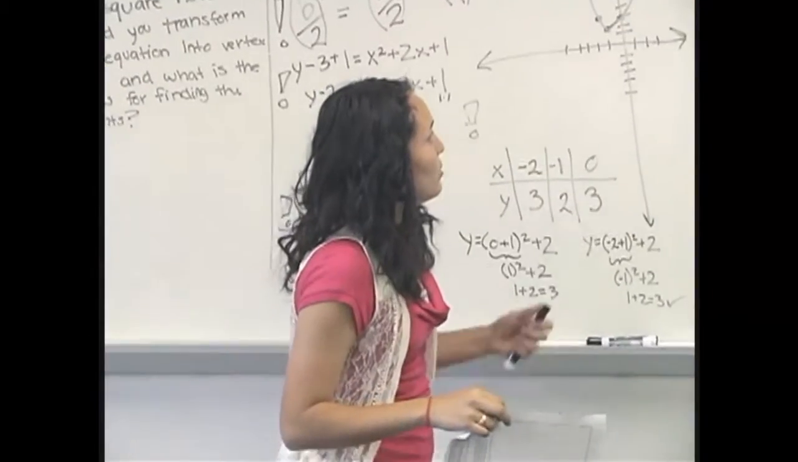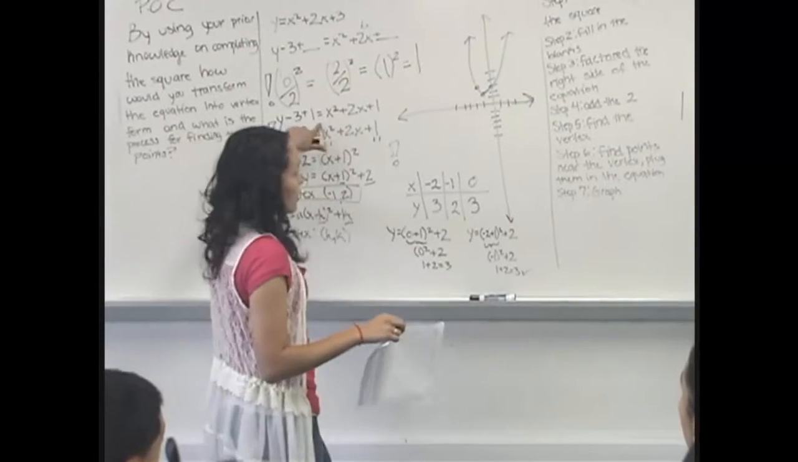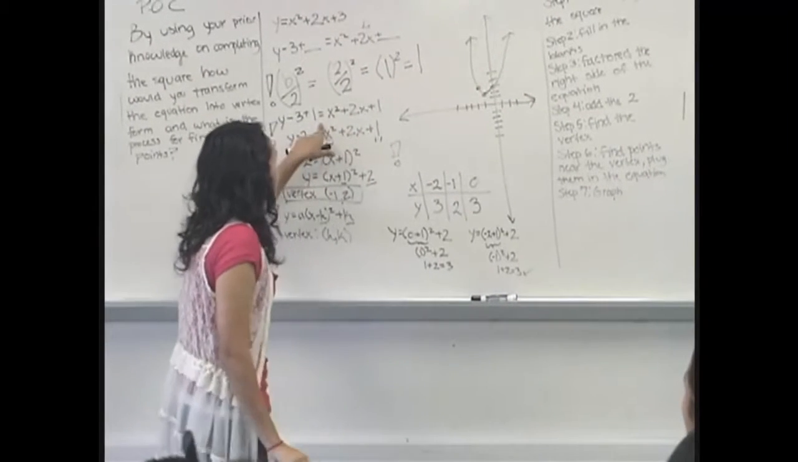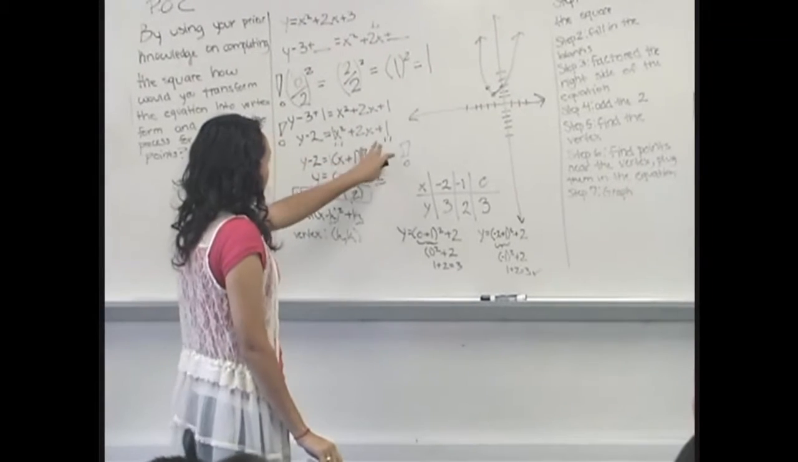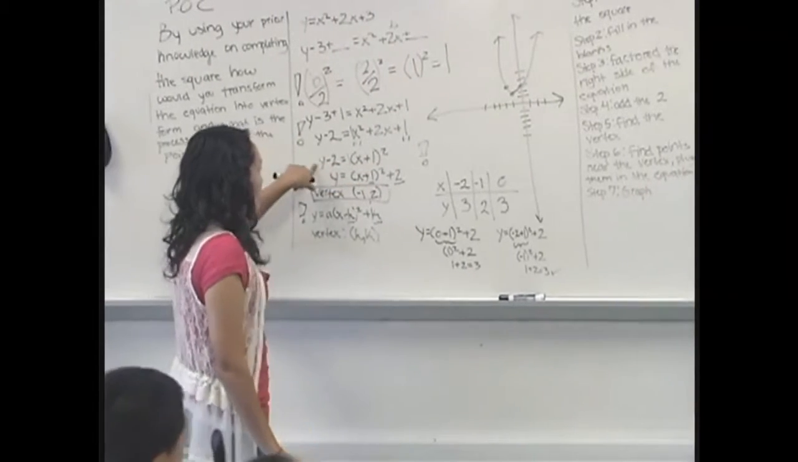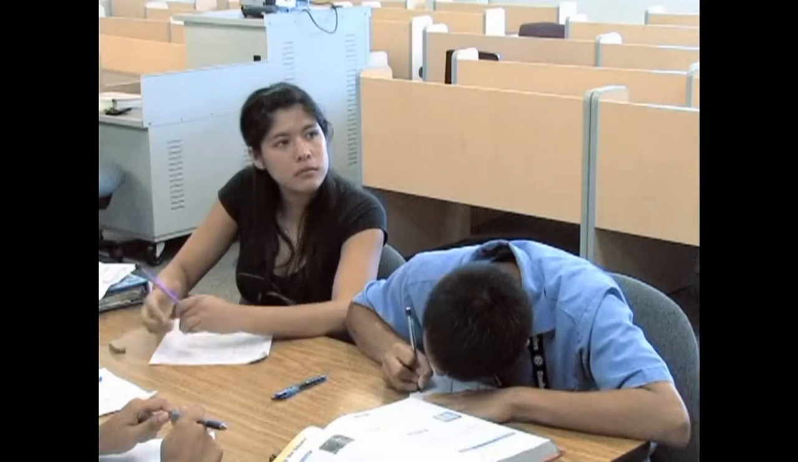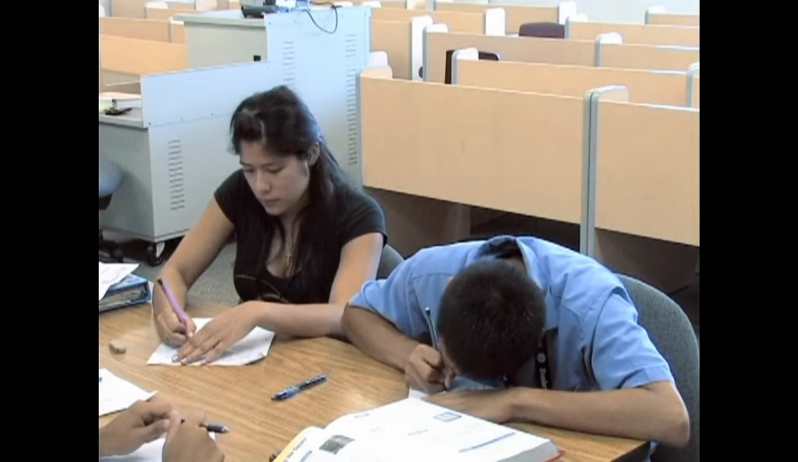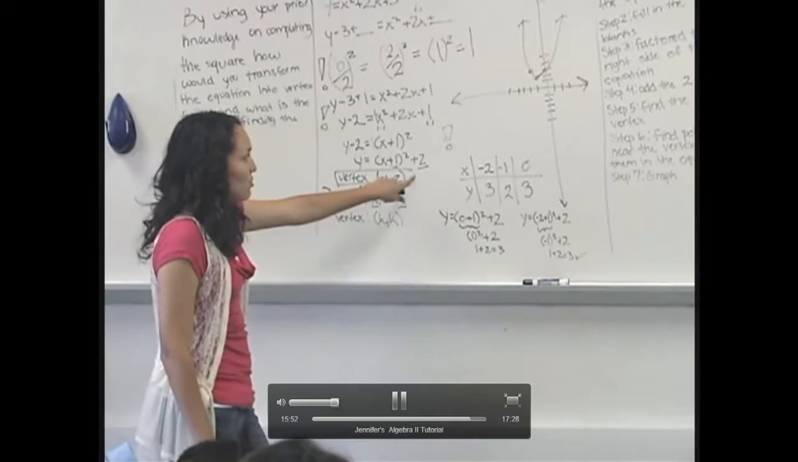Step 1, we use completing the square right here. That's how we got to this equation. And then we filled in the blanks. Then we factored the right side of the equation to end up with y minus 2 equals x plus 1 squared. And then you distributed the 2 to the other side so it would look like the equation to graph. And then you found the vertex, which was h and k, the -1 and the 2.